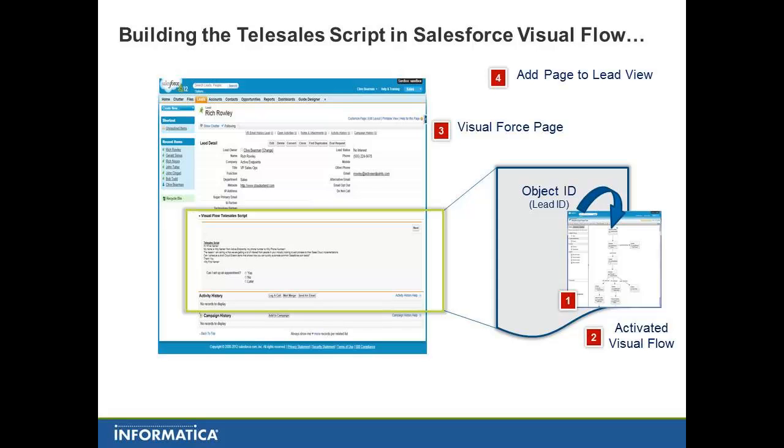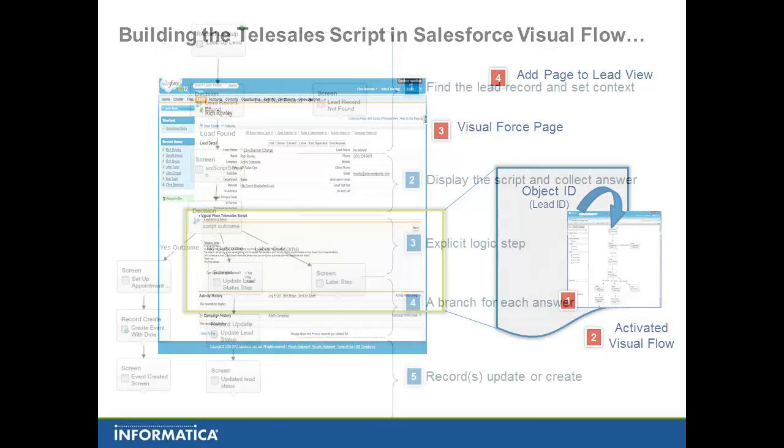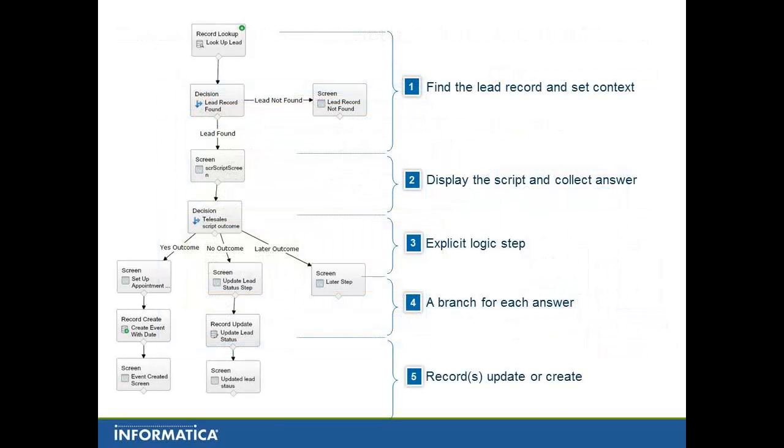Now, because these elements are all interdependent, we need to create them in a specific order. We'll create the flow first, then we'll activate the flow, then we'll create the Visual Force page that embeds the flow, and finally add that force page to the lead view. So on to the first item, the flow. This picture represents the whole flow that we're going to build.